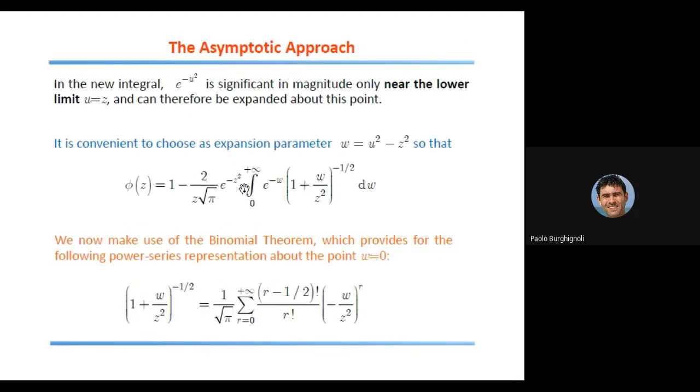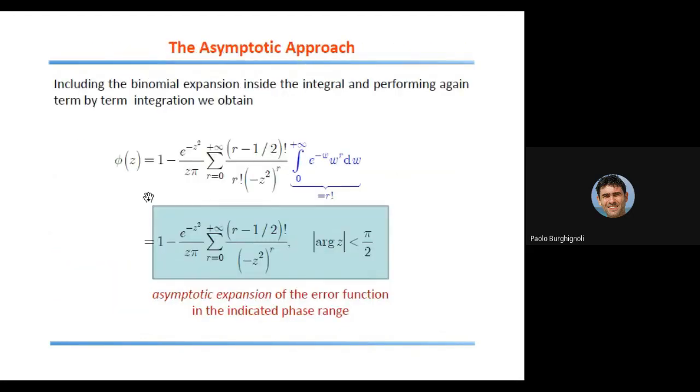If we insert the binomial expansion inside the integration with respect to the variable w, you can integrate again term by term, and the result is this one, which you can see integrated term by term. You get this blue integral, which is again, by definition, the gamma function, so it's the factorial of the index r. This factorial cancels the factorial which is here in the denominator.